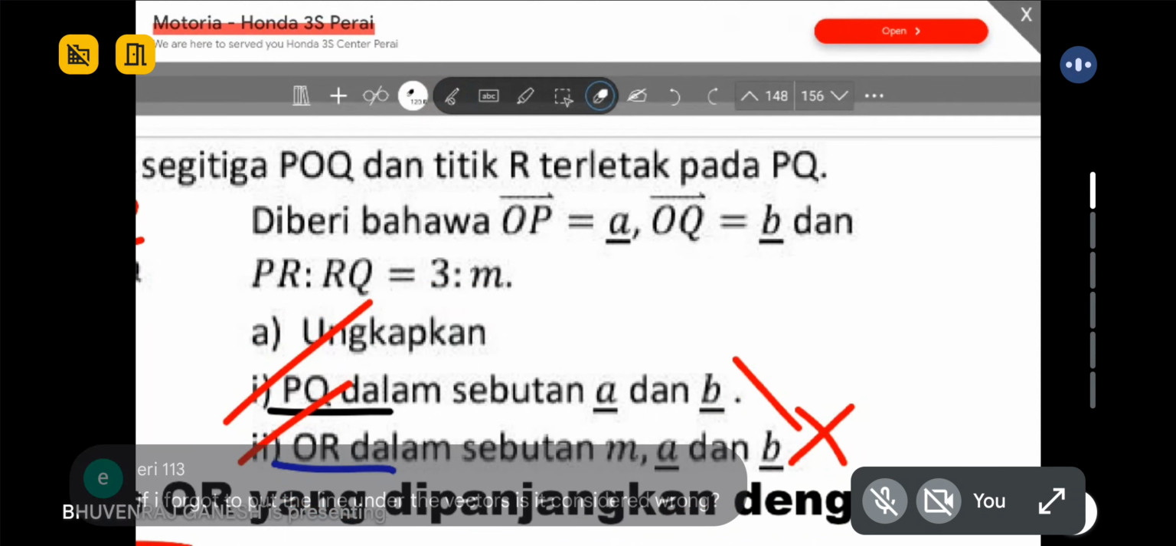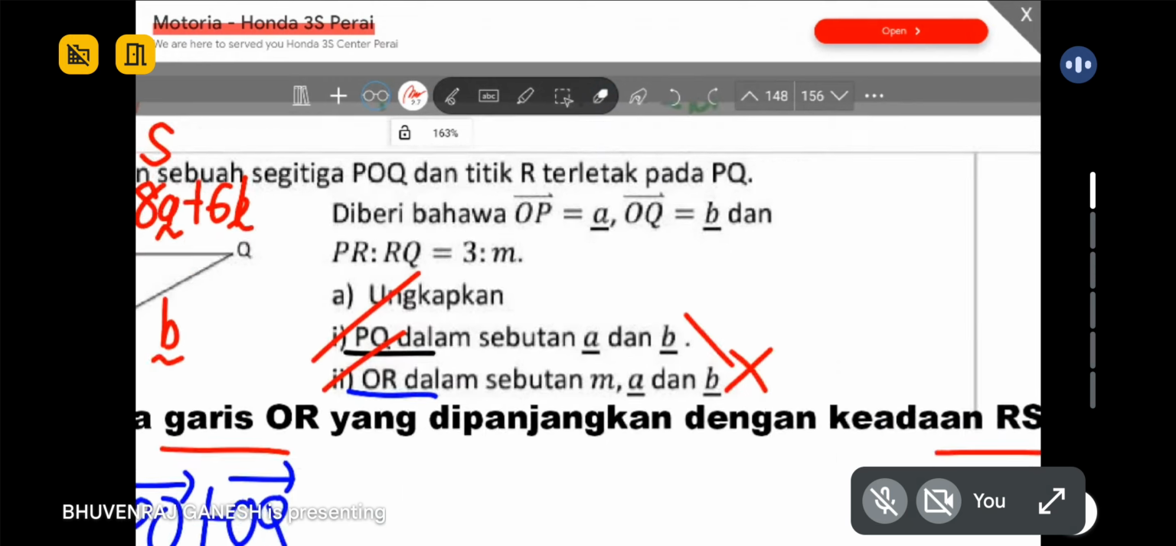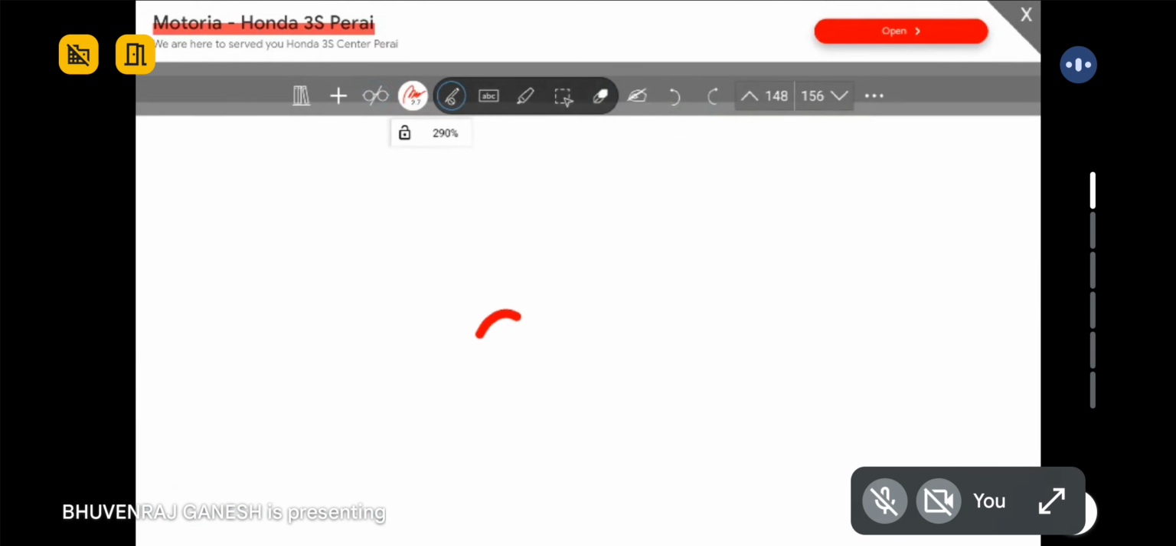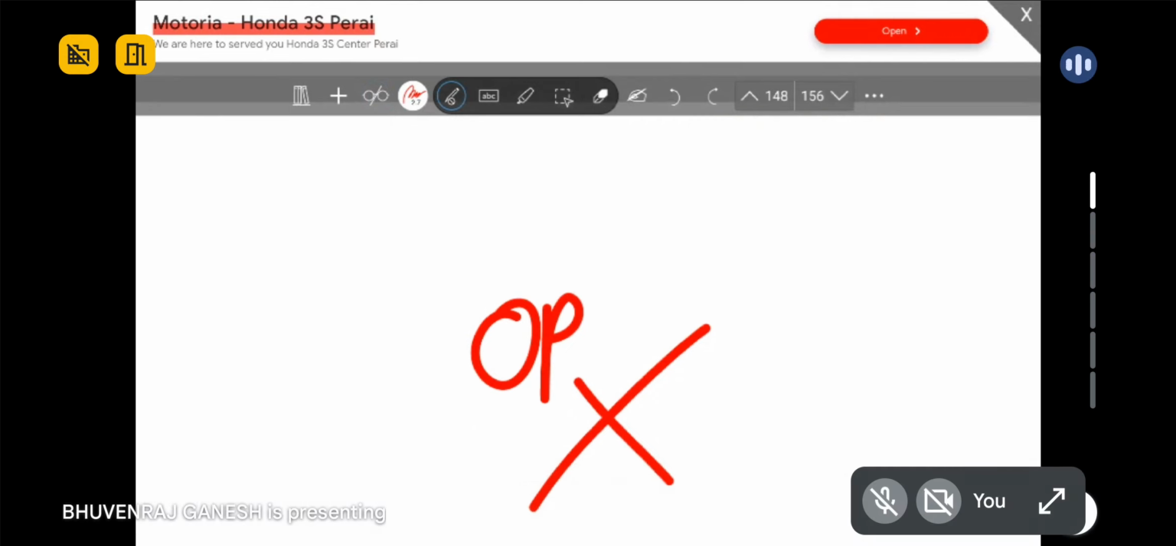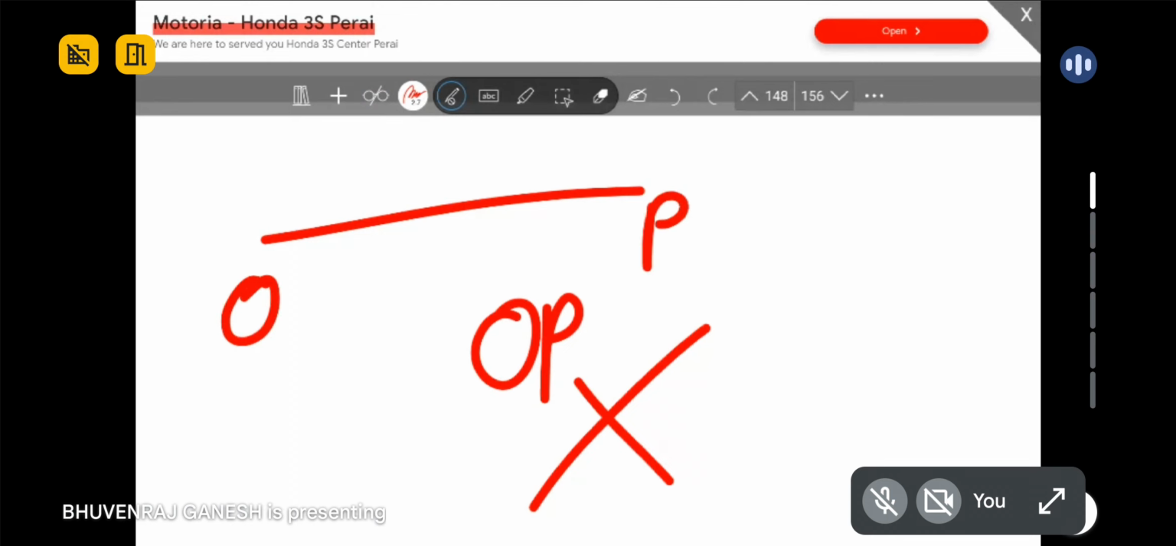All of you can. If I forgot to put the line under the vectors, yes, it is considered wrong. Correct. If you guys write vectors like this, OP, wrong. This is not a vector, guys. OP like this means just a line. You have point O, you have point P. This is how you write OP.